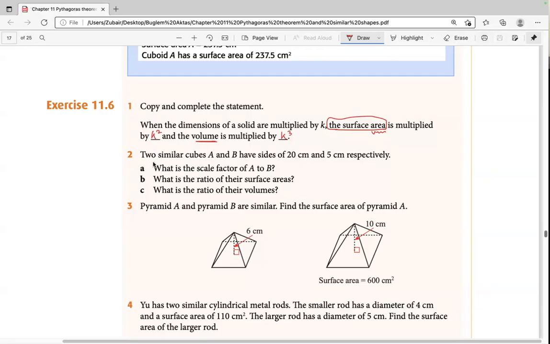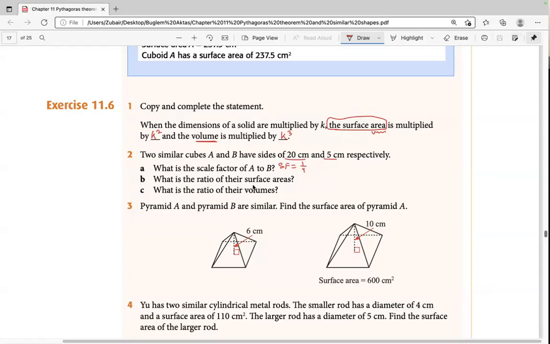Second question. Two similar cubes A and B have sides 20 and 5 respectively. What is the scale factor of A to B? Divided by 4. So you say it 1 by 4 or 0.25. So basically the scale factor is 1 by 4 because it's reducing in size.